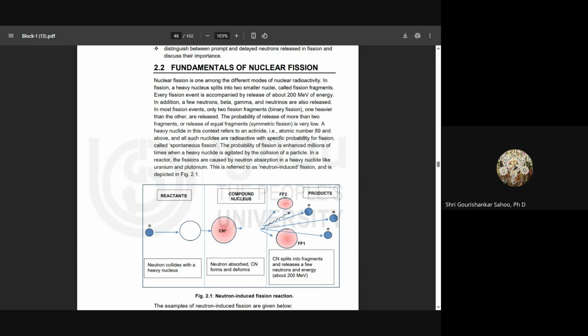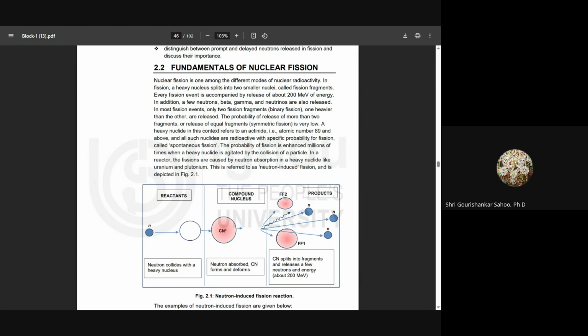1 eV is equal to around 11,000 Kelvin. A few neutrons, beta, gamma, and neutrinos are also released. In most fission events, only two fission fragments, one heavier than the other, are released, and it is called binary fission. The release of more than two fragments or of equal fragments is called symmetric fission, and its probability is very low.